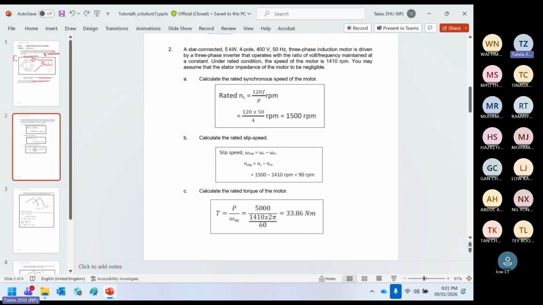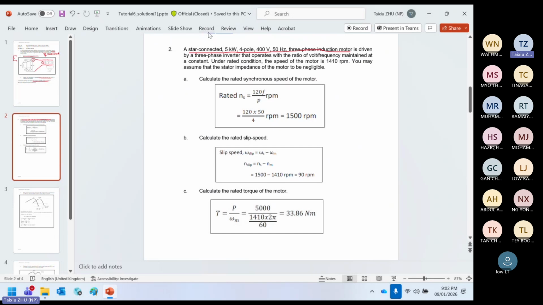Okay, let's start to talk about this. Look at the question: star connected, 5 kilowatt, 4-pole, 400 volts, 50 hertz, 3-phase induction motor. Basically, this first sentence tells you the overall rating of the motor, correct? You can see this on the nameplate.